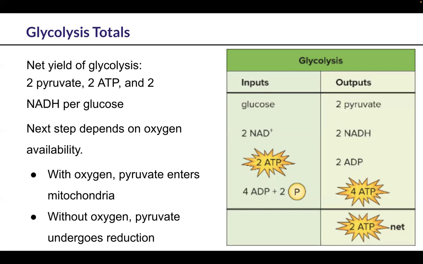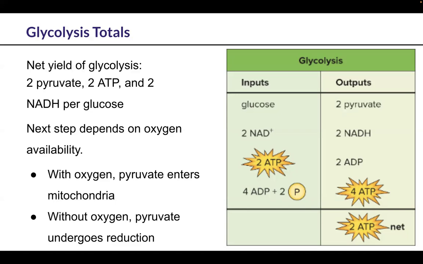What we actually end up with is converting the glucose to pyruvate. So we're going to convert to 2 pyruvate because the pyruvate is 3 carbon long. We're going to reduce our NAD plus by adding an electron to it and a hydrogen, and we end up with NADH. And then we're going to end up using some ATP, but we're also going to make ATP. So we're going to end up with a net of 2 ATP.